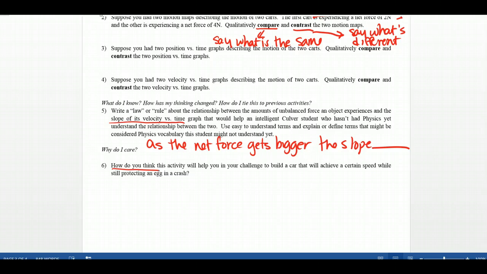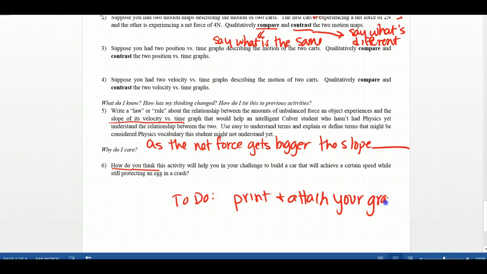If you have other questions, post them as comments to the Schoology assignment. Remember, this is a summative assessment, so you should be answering these questions on your own. Your to-do list: make sure that you print and attach your graphs. That needs to be done before you come to class. Don't come to class, wait until class starts, and then ask to go print your graphs. You need to do it before class.